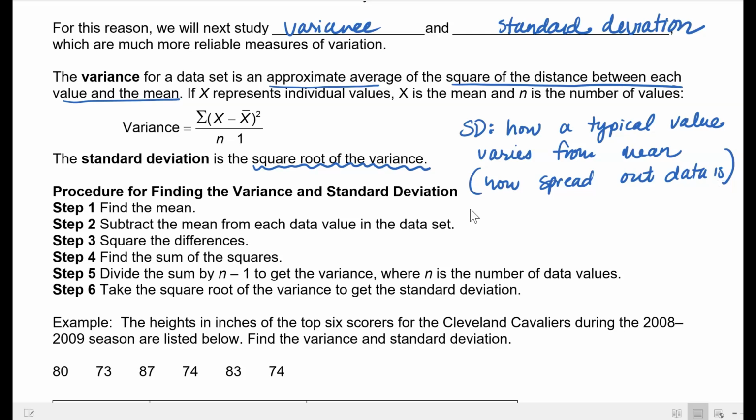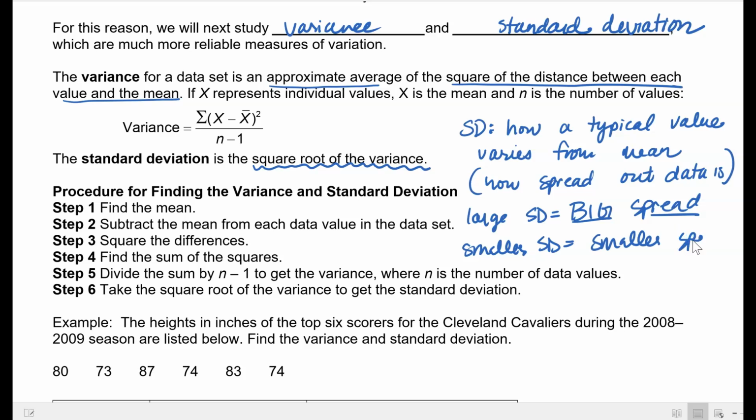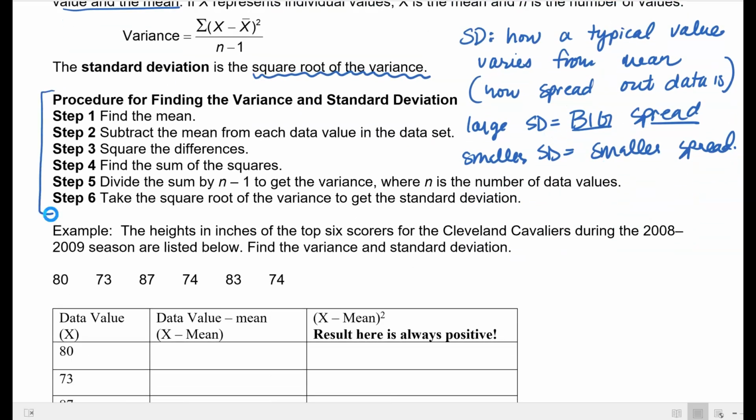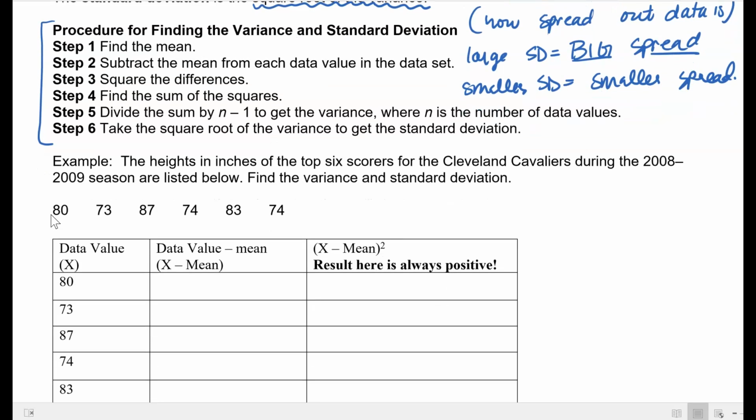Large standard deviations mean big spread: the data is really spread out. Smaller standard deviations mean there's a smaller spread in the data. So let's go through and do an example, and then we'll talk about what this means. You've got steps here on the side. If you want, you could pause the video and try to follow those steps, or you could watch along first and then try to do it, whatever works best.